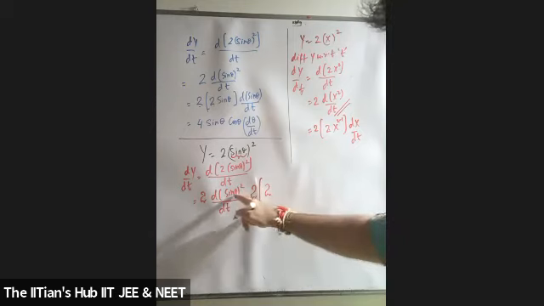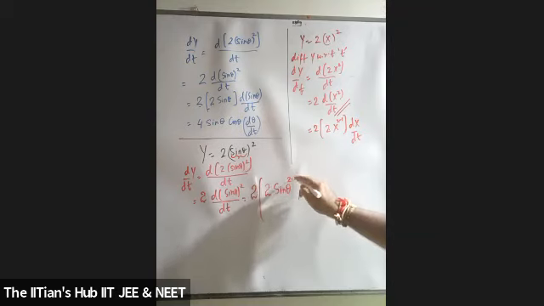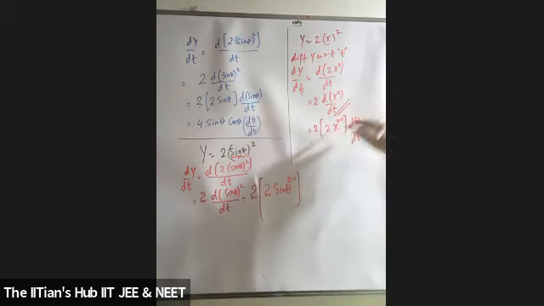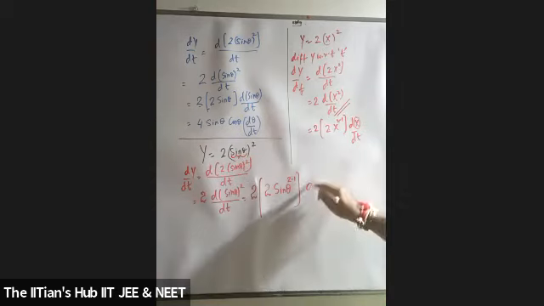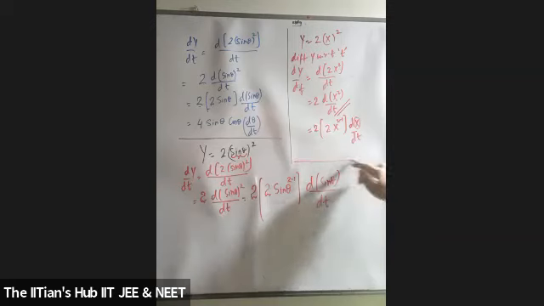n into x raised to n minus 1 into what comes behind, dx by dt. What is your x? What is your x? Sine theta. Differentiating sine theta by dt. Is this clear to everyone now, students? Yes or no? Everyone, please, all the students inside this meeting. Yes, sir.